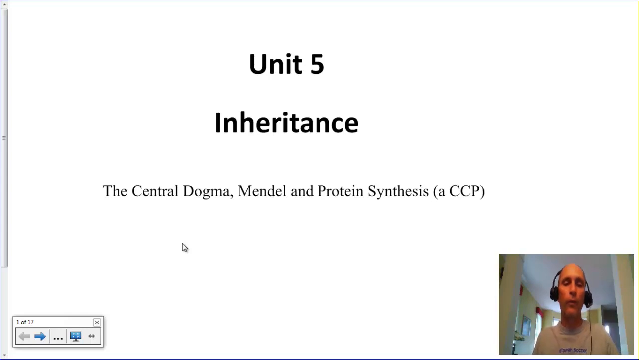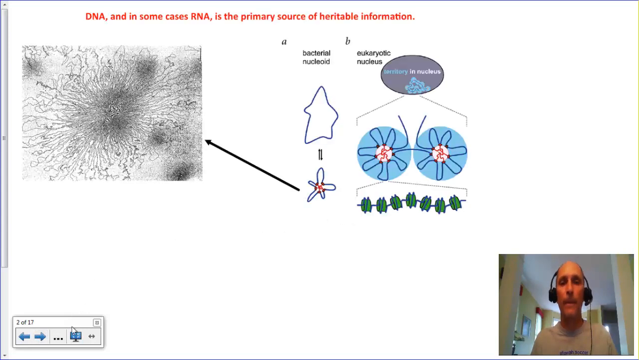Now, you probably have heard of the central dogma, but you might not remember it. You definitely remember Mendel. You've heard of protein synthesis, but it's very likely you don't really understand what protein synthesis really is and what the implications are for it. So we're going to spend some time on that today. And remember that protein synthesis is a conserved core process, one of those processes which is universal among living things.